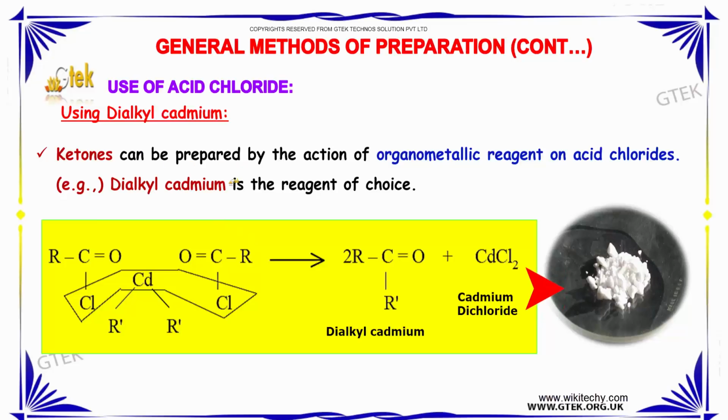Ketones can be prepared by the action of organometallic reagents on acid chloride. For example, if you see here, dialkyl cadmium is a reagent of choice. We obtain a ketone and cadmium chloride. The compound formed here is of the boat structure.